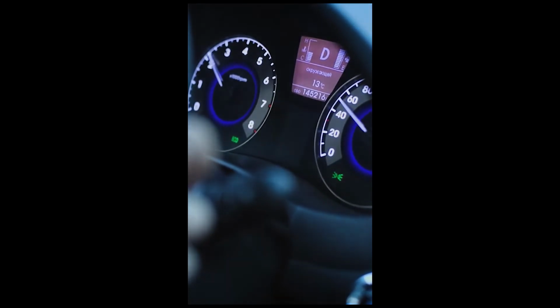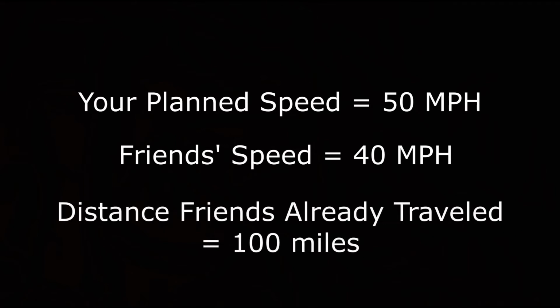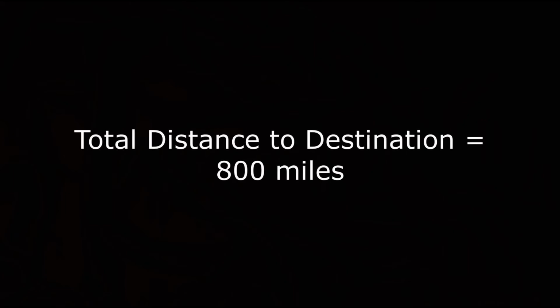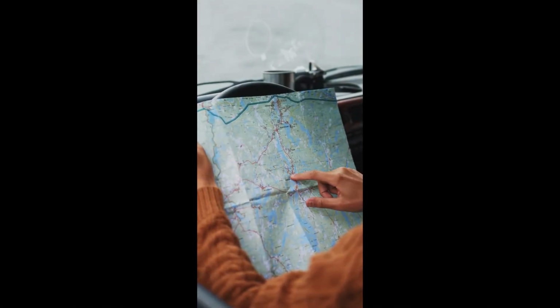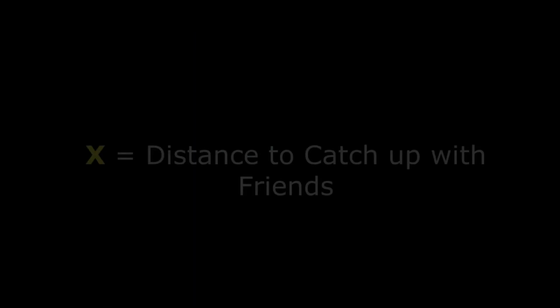The fixed values we know are your planned speed, your friend's estimated average speed, and the distance your friends have already traveled at the time of your departure. We also know that the total distance to the final destination is 800 miles. The answer we're trying to solve for is the distance you need to travel in order to catch up with your friends. So, let's label that unknown as x.